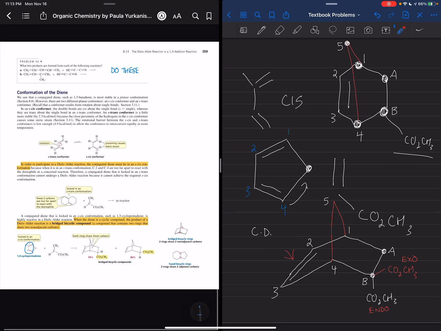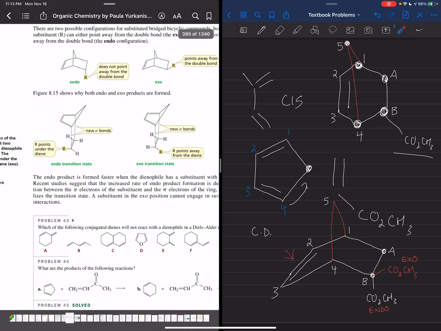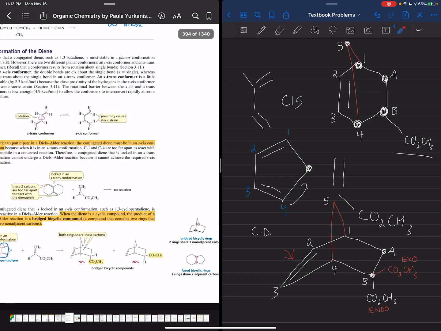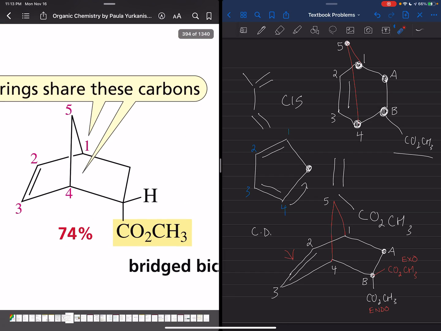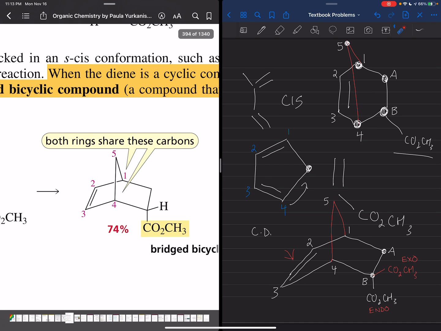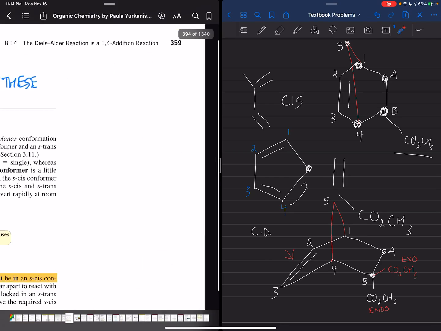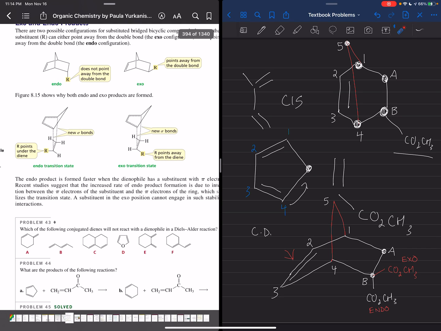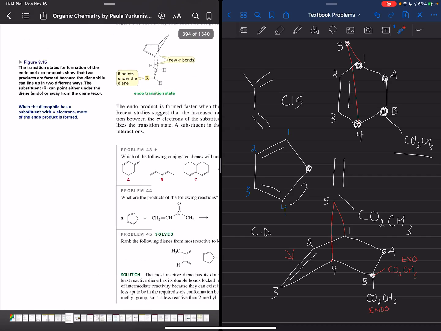The exo-endo thing, the endo product is formed faster when the dienophile has a substituent with pi electrons. Dienophile has a substituent with pi electrons. I guess because there's some double bond action happening here. So the endo is going to be formed, favored, and in this case, it is. Yep, the endo, which is the one that is not pointing away, not pointing towards, but also not pointing away, is endo. That's going to be the one that is preferred here. Don't ask me why. I really don't know, but just know that endo is favored. Some studies about that, whatever. But that's bicyclic compounds.